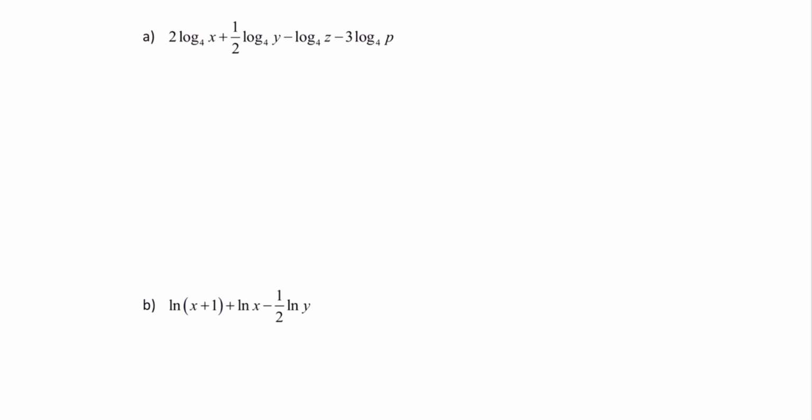Let's condense these logs into a single logarithm. In this first example, notice that we have two negatives back to back. Whenever that occurs, it's going to be helpful to factor out the negative. So that is 2 log base 4 of x plus 1/2 log base 4 of y minus, here we're going to add some parentheses so that we can factor out the two negatives.